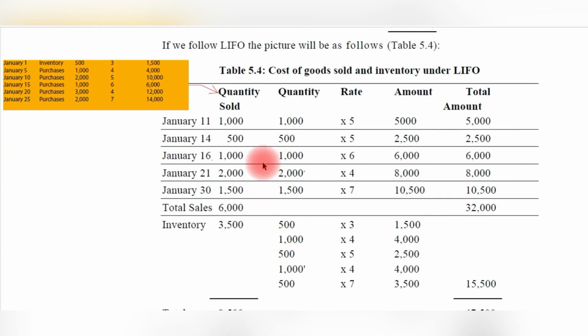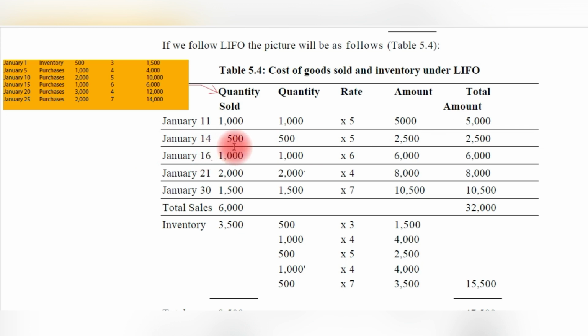In the last in first out method, when the goods are sold on that date or prior to that date, whatever goods are available, the latest bought goods, that price will be taken into consideration. For example, January 11th, 1000 units were sold. As on January 11th, what is the latest group of goods purchased by the company? Here you can see January 10th is the latest purchase. 2000 units were purchased, each of 5 rupees. So you take 1000 from this as the cost price. So 1000 into 5 rupees will be the cost of the goods sold in the last in first out method.